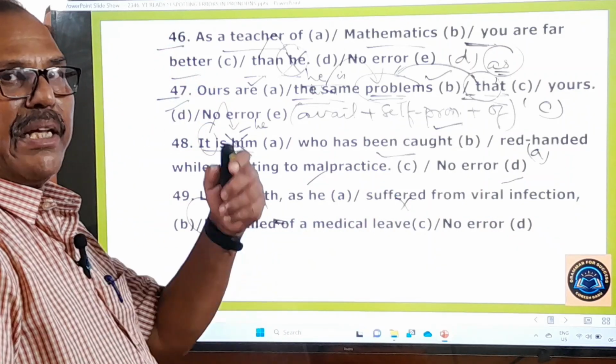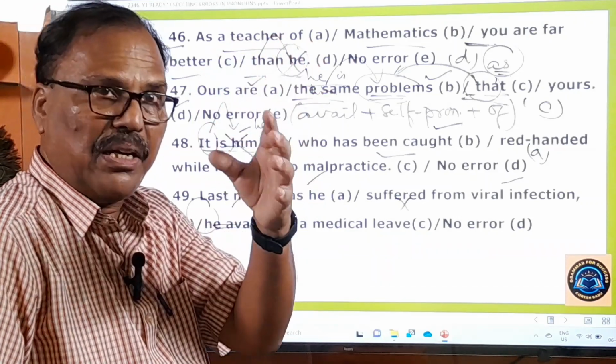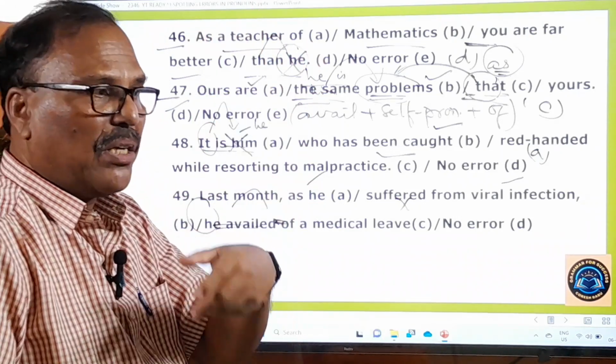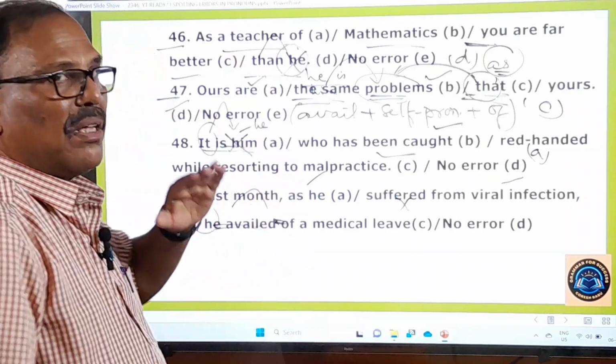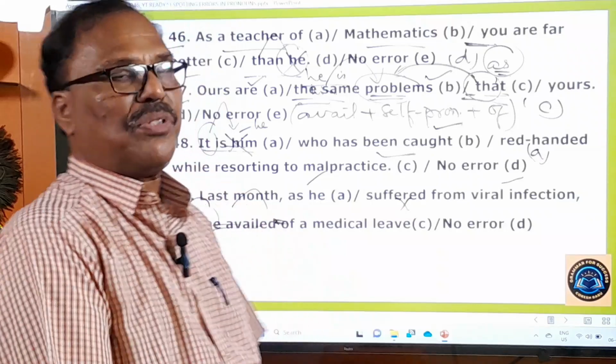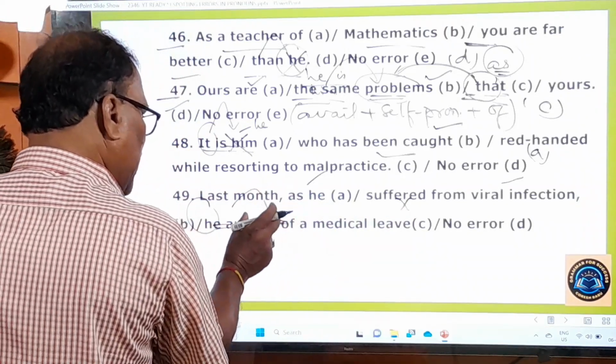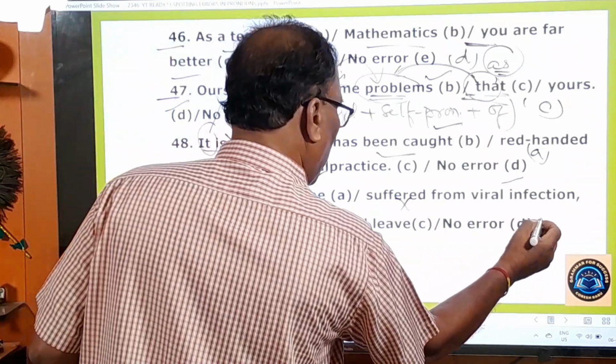Don't say he availed medical leave. No, that's the usage of avail. The verb avail is very different. You cannot use it as you please. So after the verb avail, a self pronoun is used plus the preposition of is also used. So here, he availed himself of a medical leave. So since this is wrongly used here, this C part is a mistake.